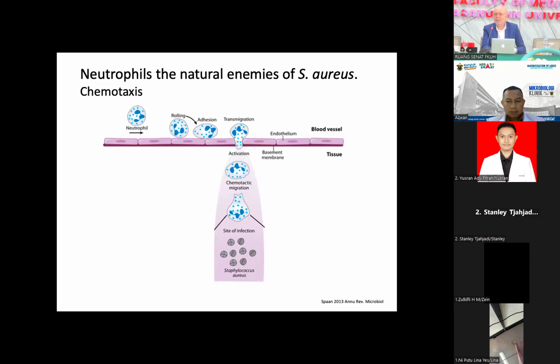I would like to go back to this slide again. So here are the bacteria. Where's my cursor? Here. Here are the bacteria. And as a consequence of complement activation, a gradient of C5a will be generated, which is a signal for the neutrophils to leave the blood vessel.